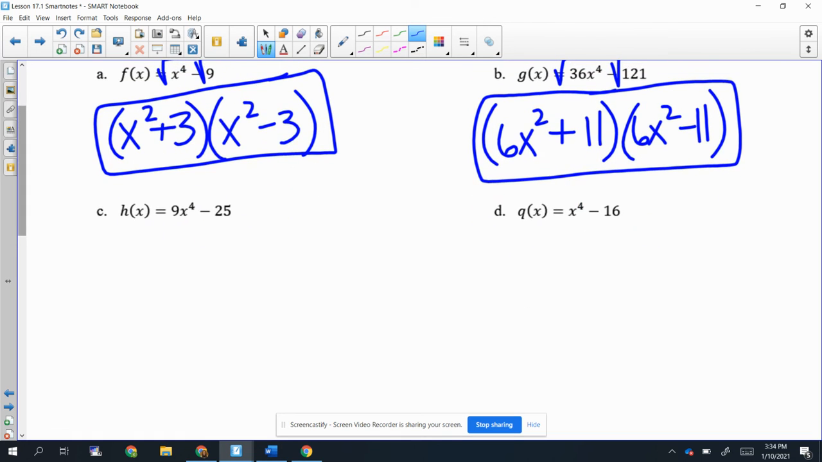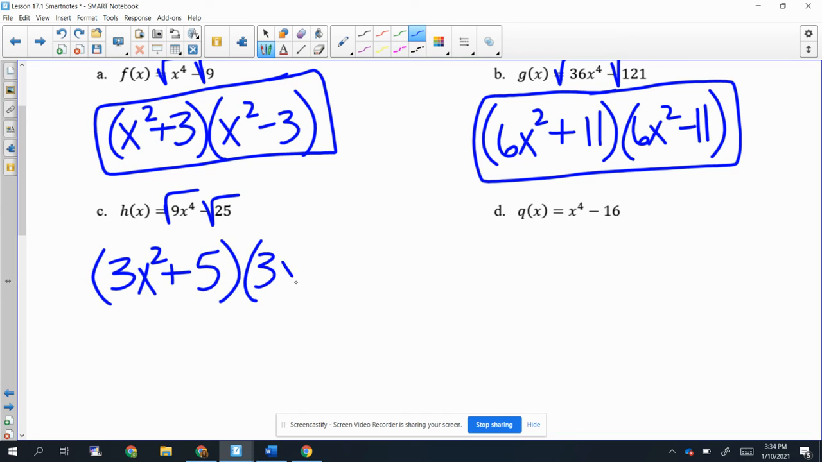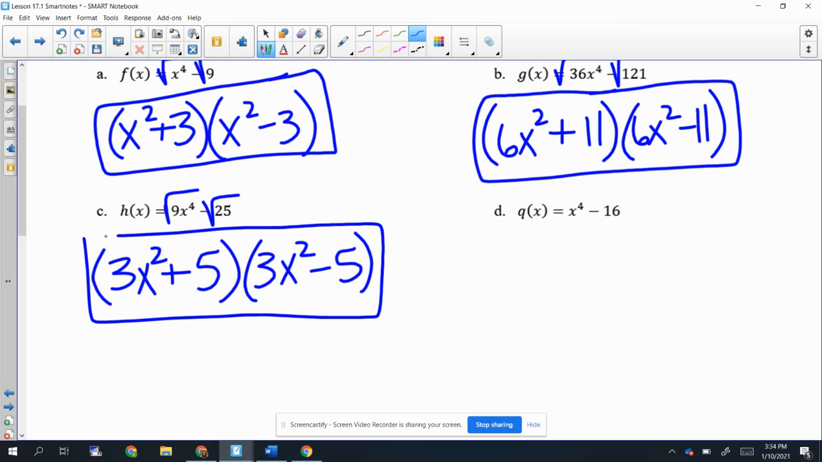Next one, we have 9x to the fourth minus 25. So square root of 9 is 3. Square root of x to the fourth is x squared. And square root of 25 is 5. So 3x squared plus 5, 3x squared minus 5. And again, last one, I want you guys to try here on your own. Be careful, you want to be checking if it simplifies any further.